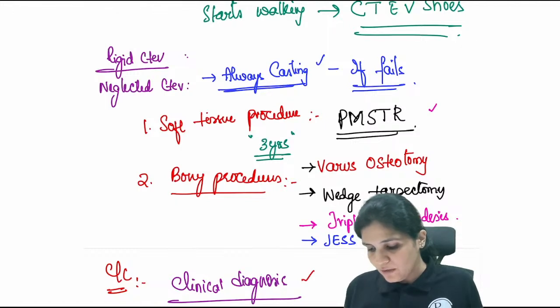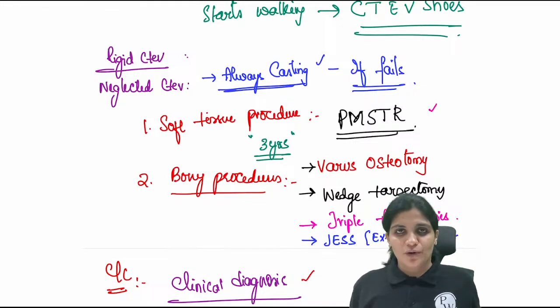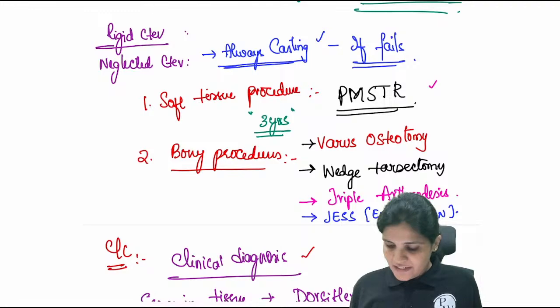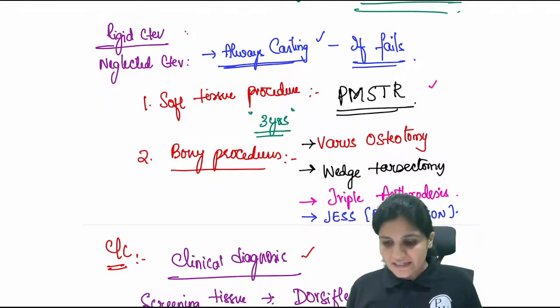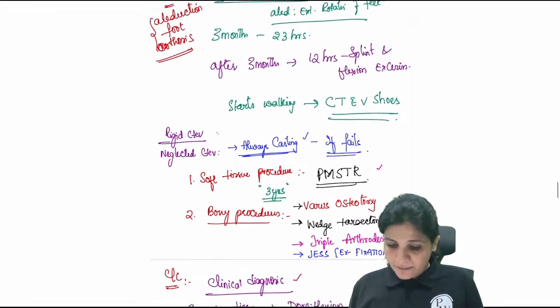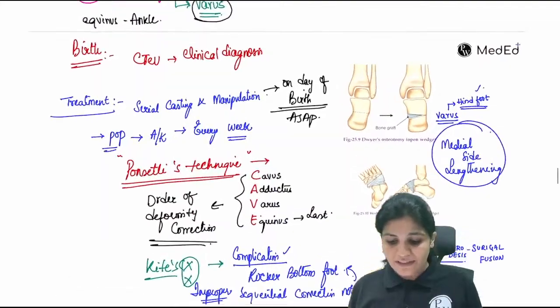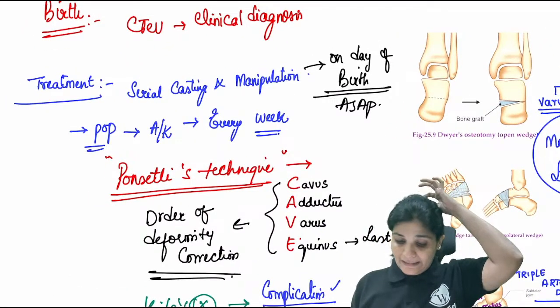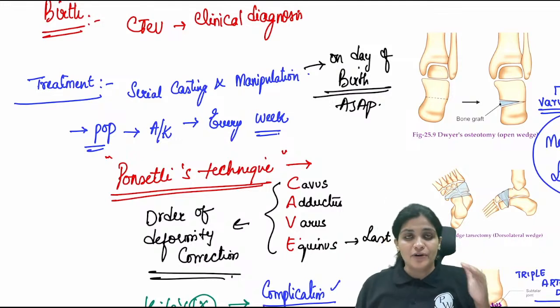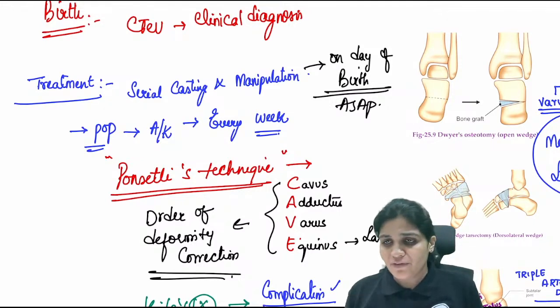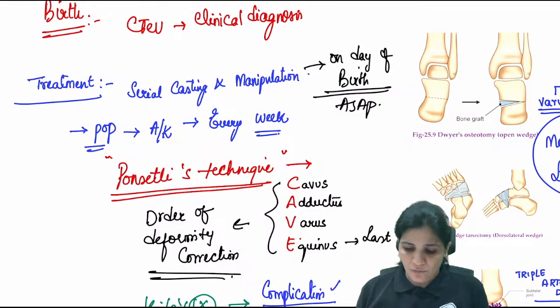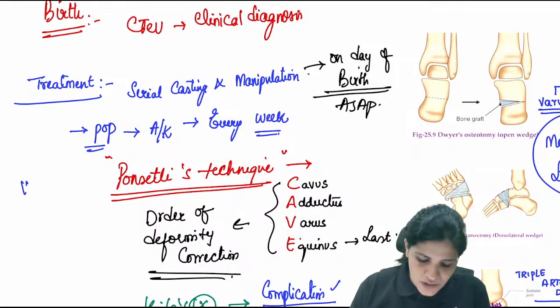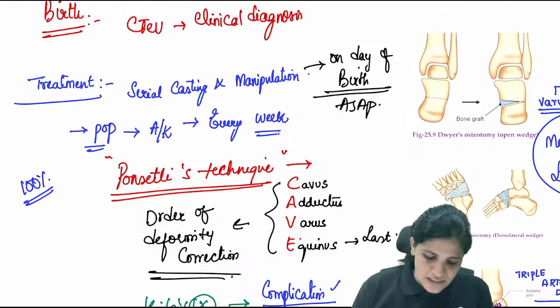Just remember this one. It is again an extra edge for you, more marks, right? So this is the Ilizarov fixation which you can do. So that is the treatment. So you have to remember, first you always start with serial casting and manipulation, which is by Ponseti's technique. Very, very famous, very well researched, and the correction is almost 100%. So it is 80 to 100%, right?